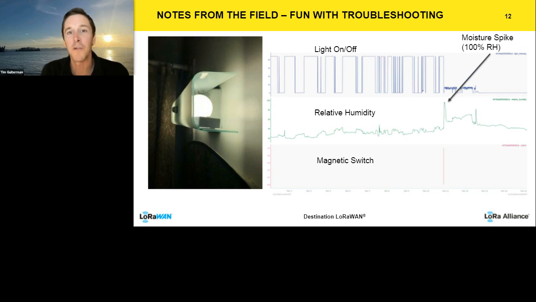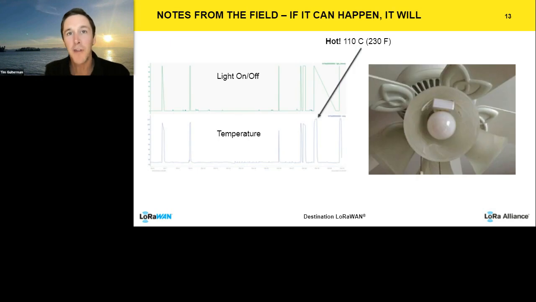This was located over a sink. It somehow fell out of the fixture and fell into a sink. Now, that's unprecedented, to have that kind of remote visibility into what's happening in an individual bathroom with an individual sensor, with nobody even needing to contact the customer to find that out. We can just see it in the data. And then here's another fun one.